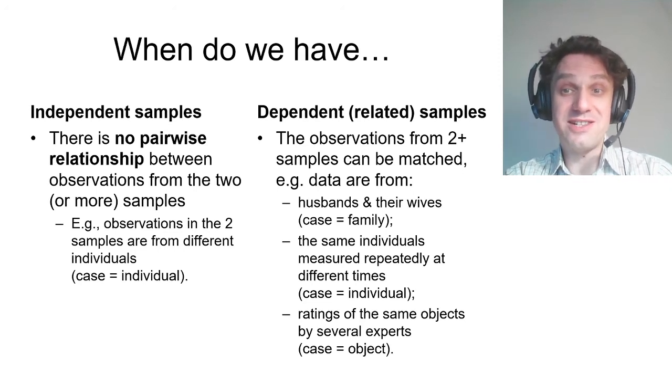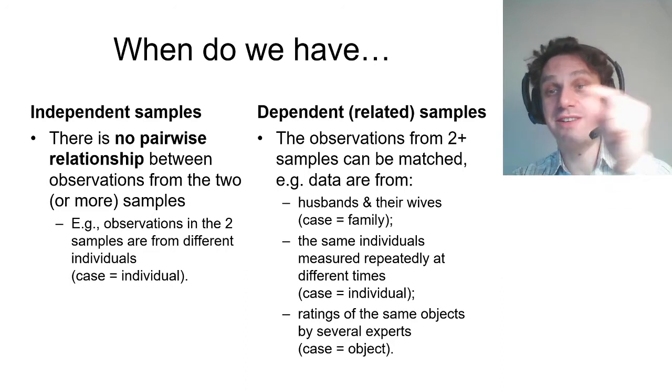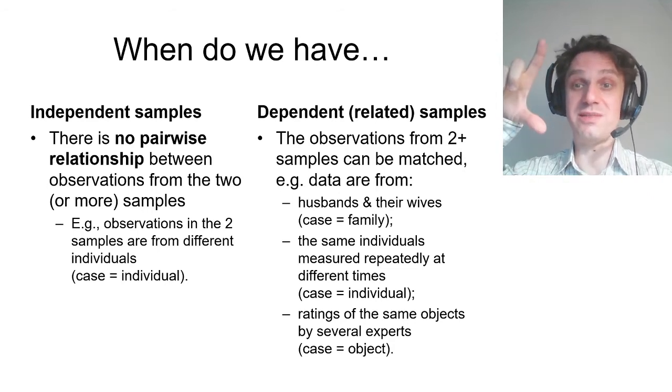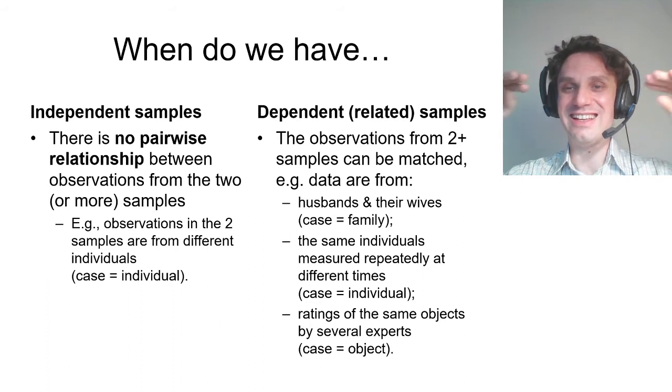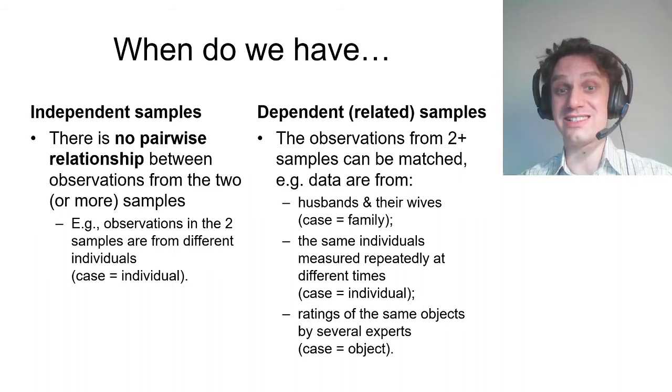And this is the situation that we have most often. However, sometimes we have a different situation. Sometimes we have samples where observations are related. They can be matched on a one-to-one basis. For example, you have scores on anxiety from husbands and from their wives. In this case, there is a pairwise relationship between these scores.